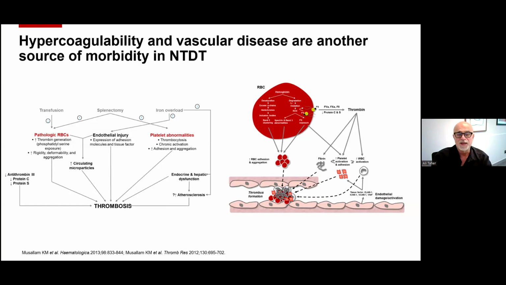Splenectomized, a good number of them, endothelial injury, an increase in platelet count, abnormal endothelium, circulating microparticles. But the most important is that these patients have pathologic red blood cells. There will be a flip-flop mechanism, and phosphatidylserine will occur on the red blood cell membrane. The red blood cell per se would act like thrombin generation, leading to thrombosis in this group of patients.